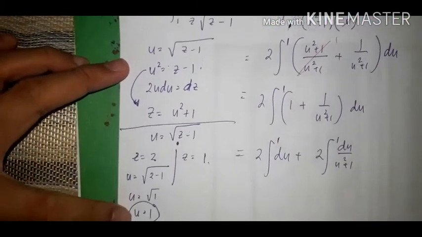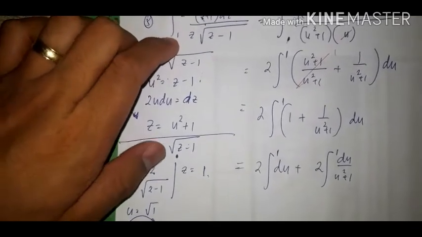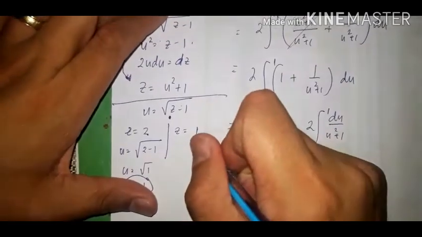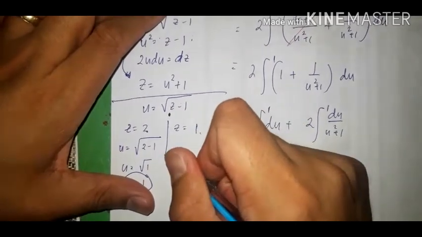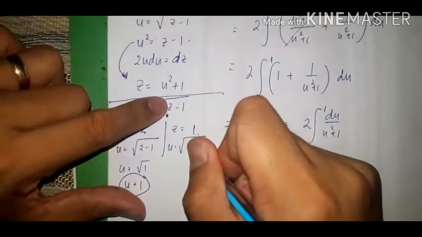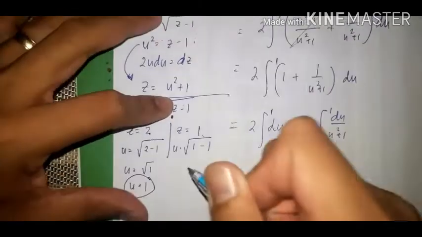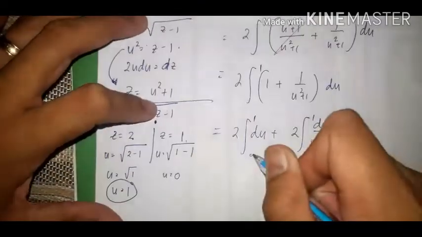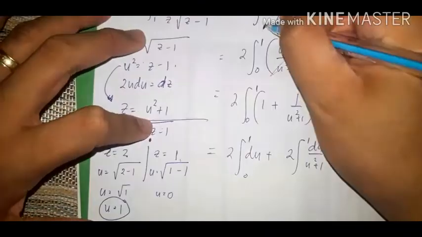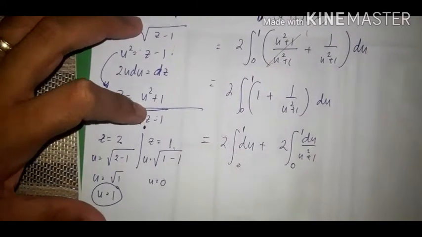Ang lower limit ko ay 1. So, z is 1. So, ano yung corresponding value niya kay u? So, substituting, square root of 1 minus 1 is 0. So, then u is definitely 0. So, from 0 to 1 na lang yung aking limit. So, that is from 0 to 1.